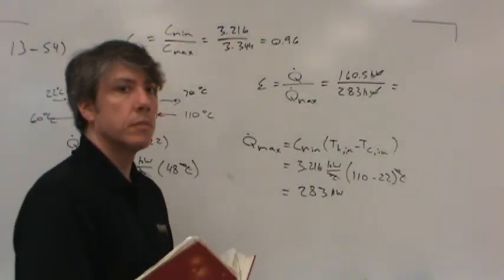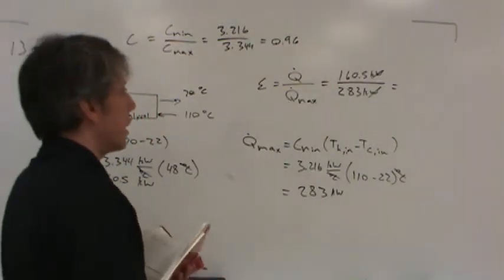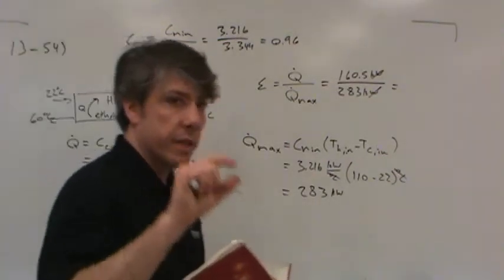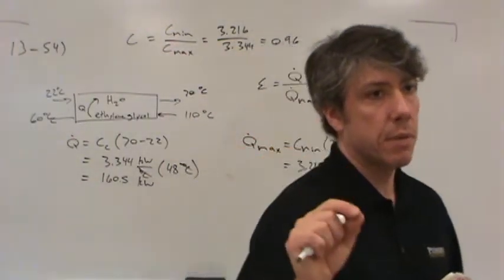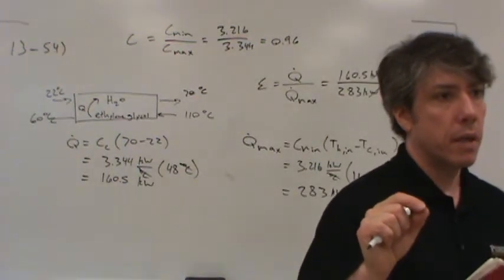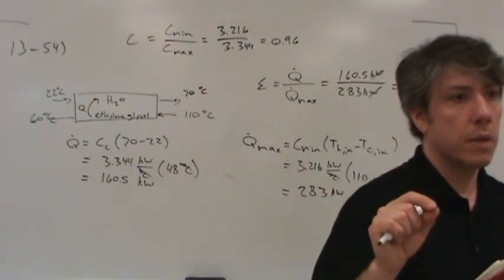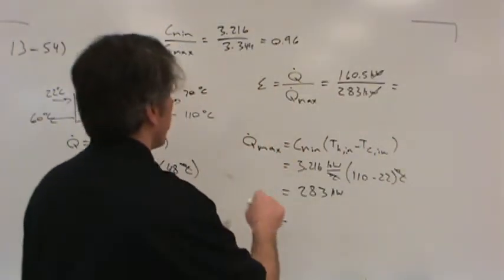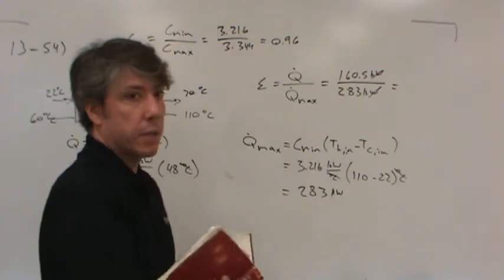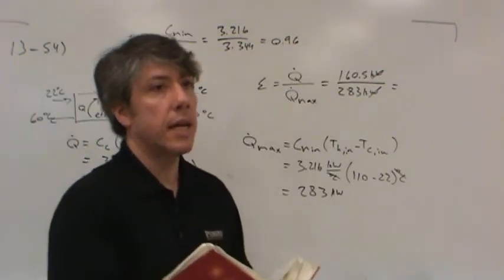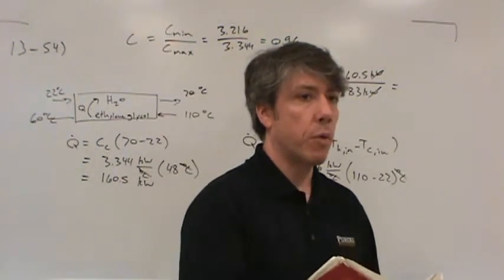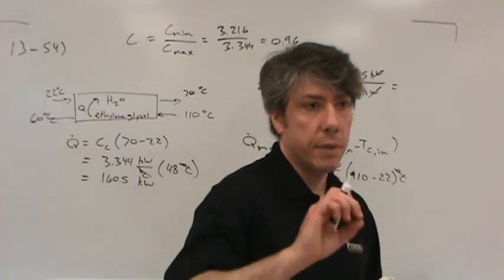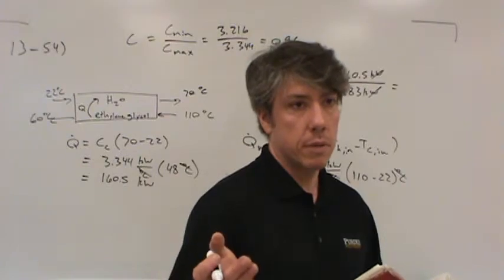Why wouldn't we use Cmax, since it gives us a higher number? It has to do with the fact that the capacity rate limits, it caps the maximum heat transfer rate, right? What we're saying is we want to find the maximum theoretical possible heat transfer rate. But it's kind of like saying, if you have a four-cylinder engine in your car, you can't go faster than a certain speed. That limits your maximum speed. Does that make sense? Yeah.